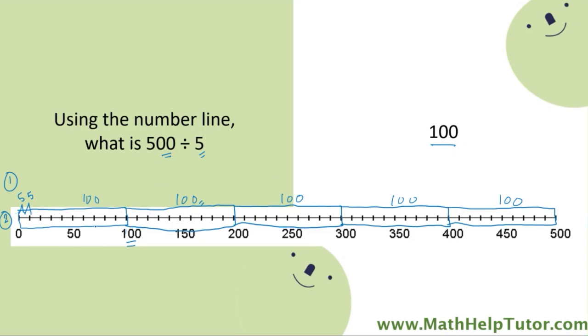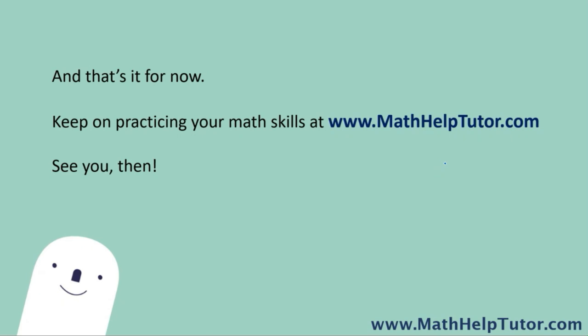Or of course, the third way for you to do this would be to count how many times you can subtract 5 from 500. You can keep on doing that and then count how many 5s you were able to subtract from 500, which is also going to be 100 times. So if you subtract 5 from 500, you'd be doing it 100 times, which is the answer to the problem 500 divided by 5. And that's it for now.